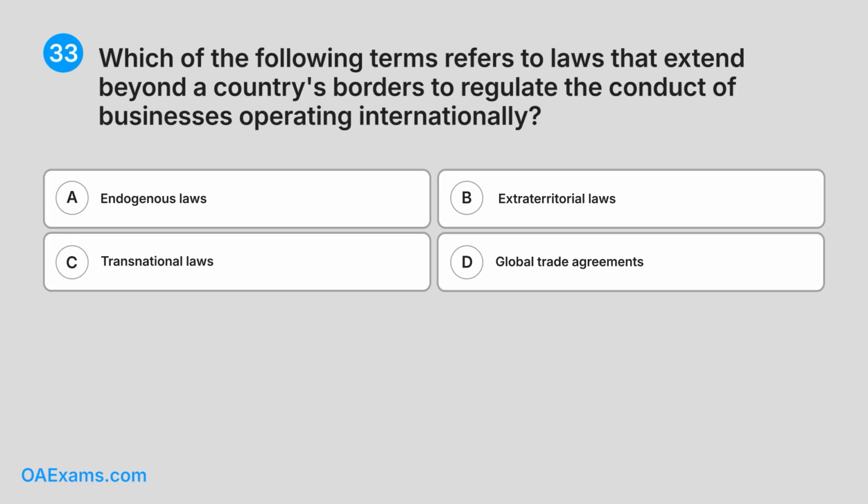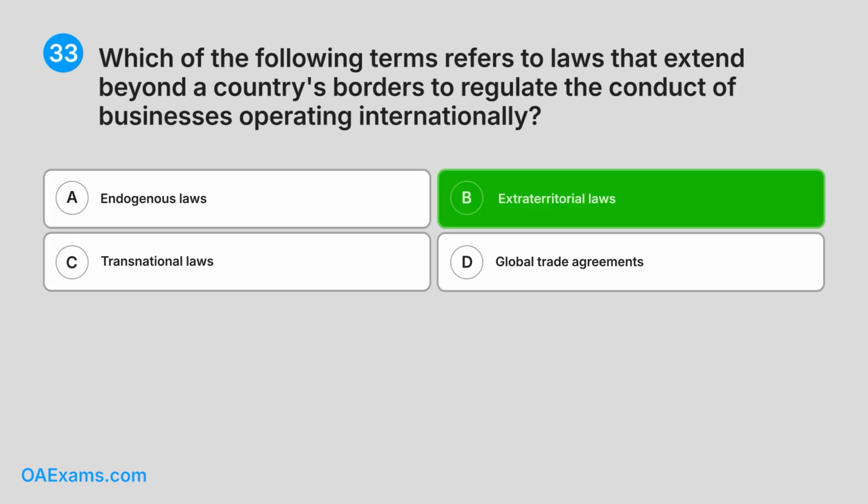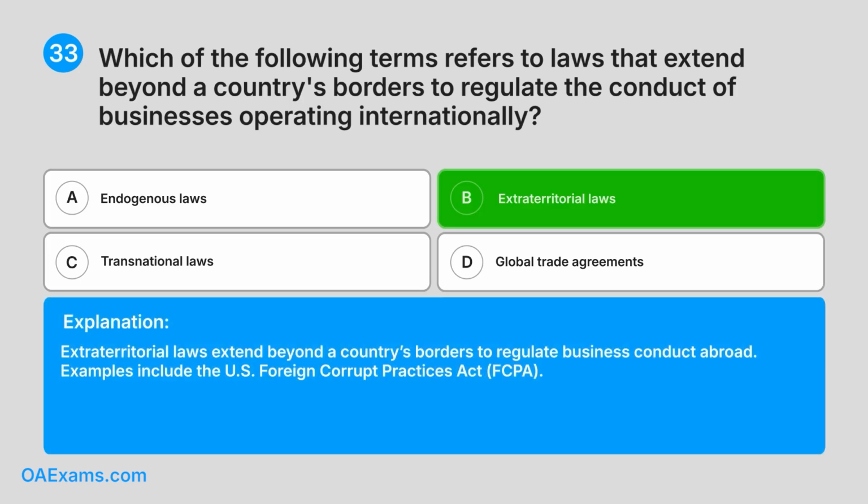Correct answer. B. Extraterritorial laws. Explanation. Extraterritorial laws extend beyond a country's borders to regulate business conduct abroad. Examples include the U.S. Foreign Corrupt Practices Act, FCPA.